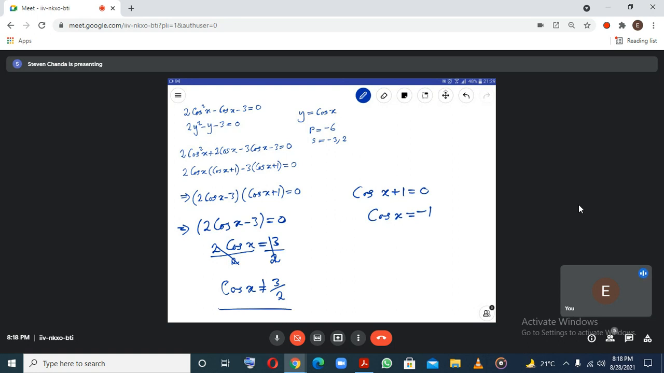Then, yeah, so now let's go to this one. Cos x equals negative 1 is going to be what? x is equal to what? To pi, or x is equal to 180 degrees, right? When you do cos 180 degrees, you are getting that.